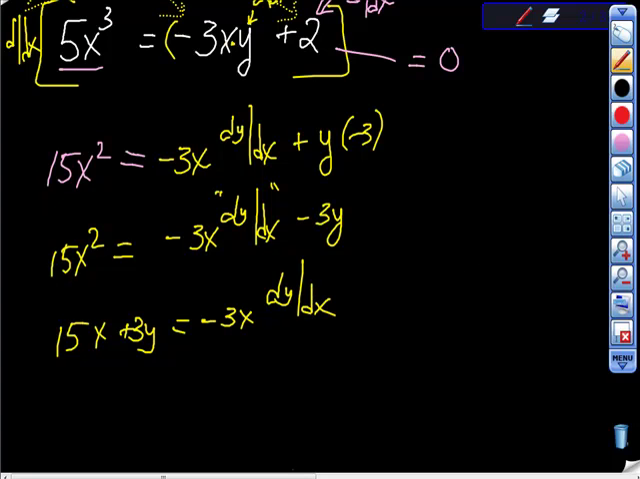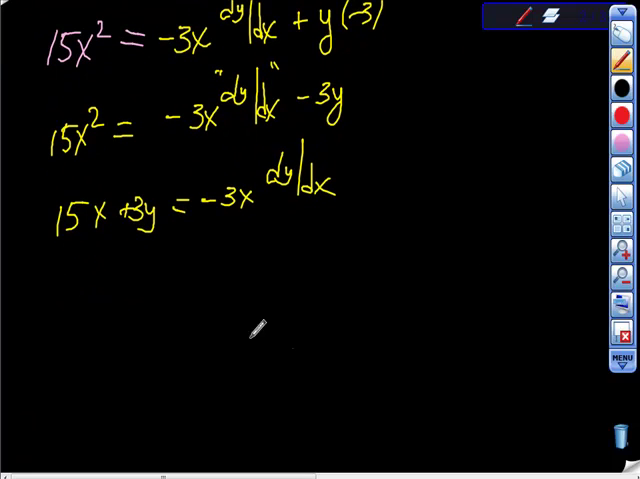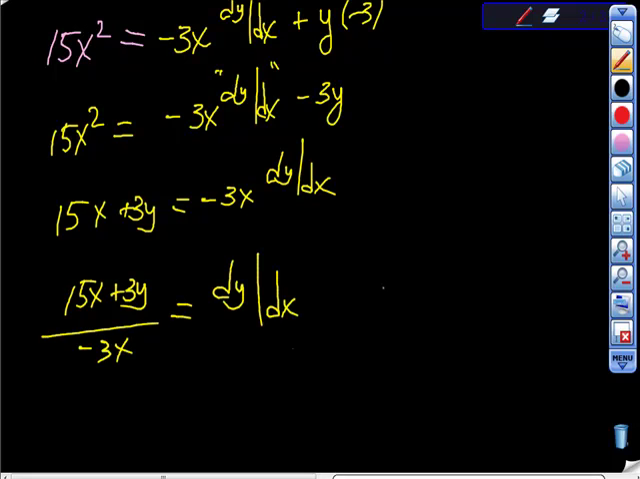And what does suck about this, as I look at what's going to happen on this problem, is that I'm going to divide both sides by negative 3x, right? So I get 15x squared plus 3y divided by negative 3x is equal to dy/dx. And you're like, that wasn't too bad.